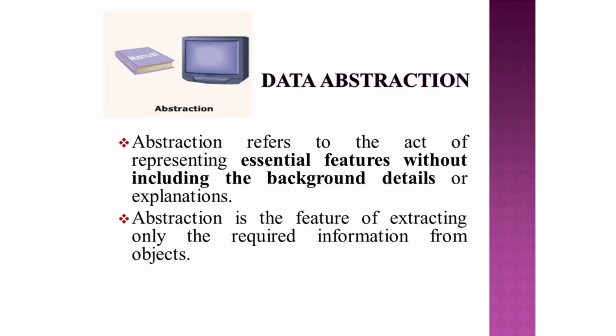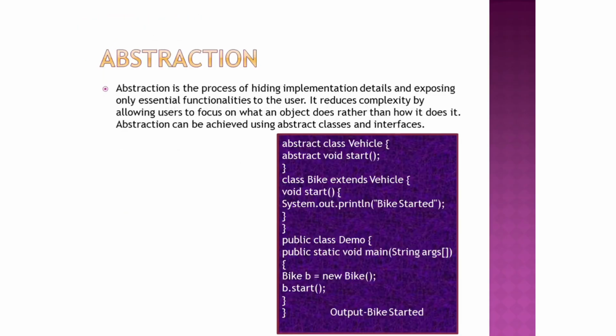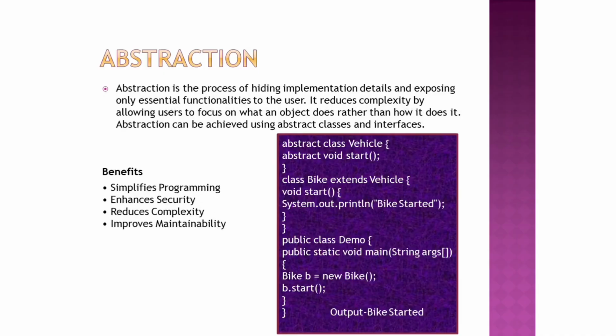Okay. So next, let's understand abstraction through a Java program. Here we have an abstract class called Vehicle. Inside the class, we declare an abstract method named start. Notice that this method has no implementation.